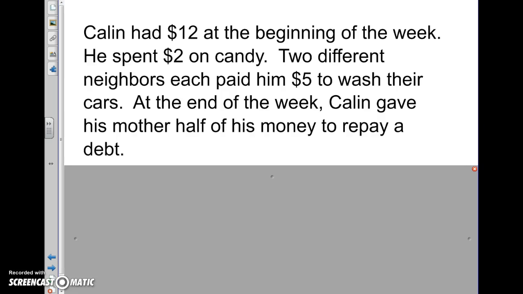All right, okay, so this one's a little bit of a doozy. So a few steps here, but it's the same thing as how many slices of pizza did Ty eat? It's just the amount of steps increases. So Callan had $12 at the beginning of the week. He spent $2 on candy. 2 different neighbors each paid him $5 to wash their cars. At the end of the week, Callan gave his mother half of his money to repay a debt.